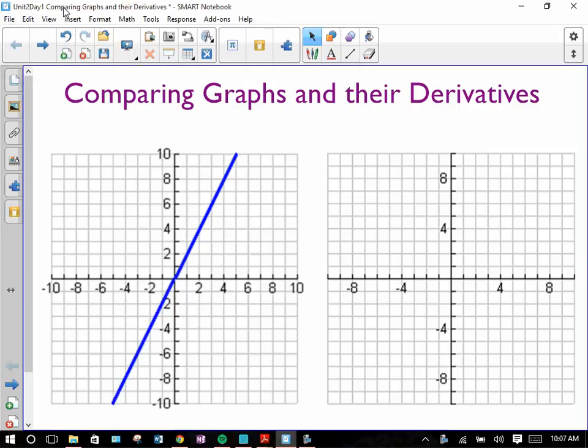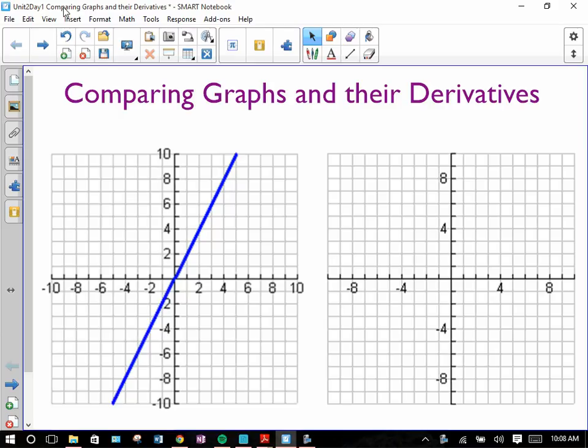So we have been talking about limits, continuity, and the beginning stages of derivatives. In the beginning stages of derivatives, we learned what derivatives represent. Remember what derivatives represent? The slope of a function at any given point.